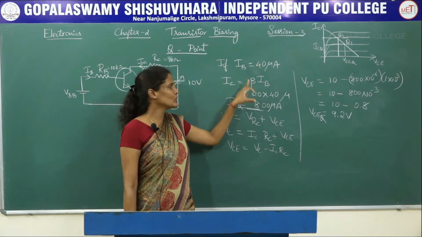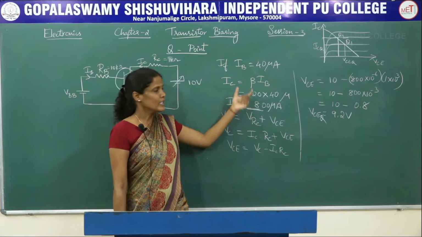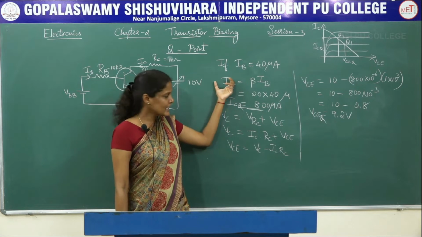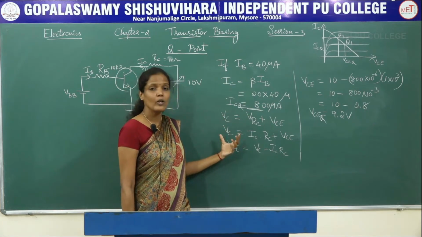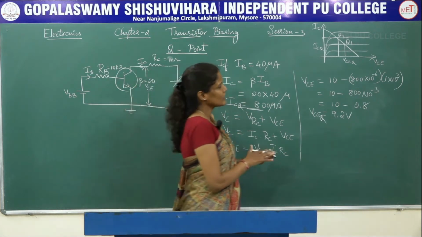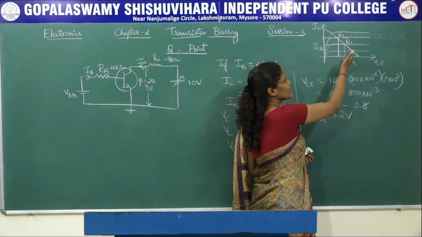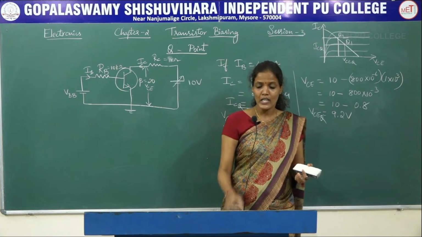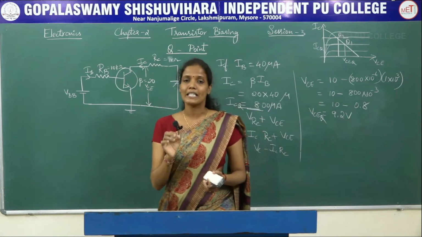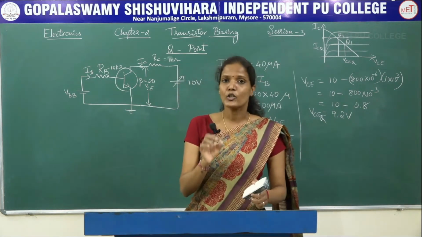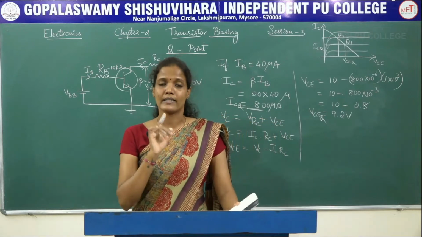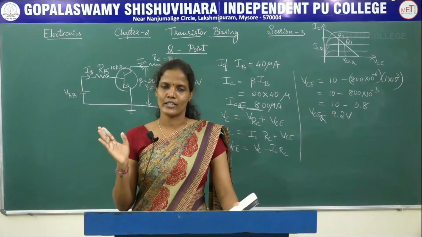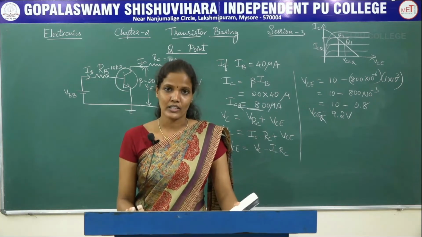Even if IB is constant, the beta value changes. Since beta value is changing, IC will also vary. IC varies, and then VCE will also vary. I mean to tell that the Q point will be shifting either towards the cutoff region or towards the saturation region. Whenever I want to operate this transistor as an amplifier, the Q point has to remain at the center of the active region. It should not shift either towards the cutoff region or towards the saturation region.